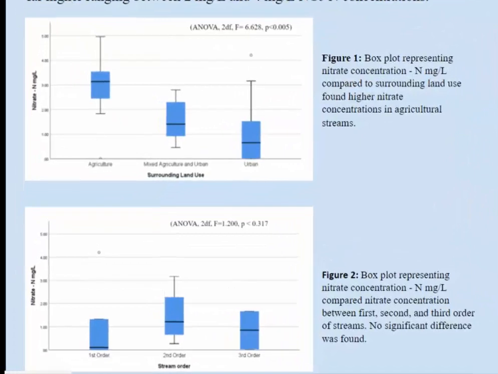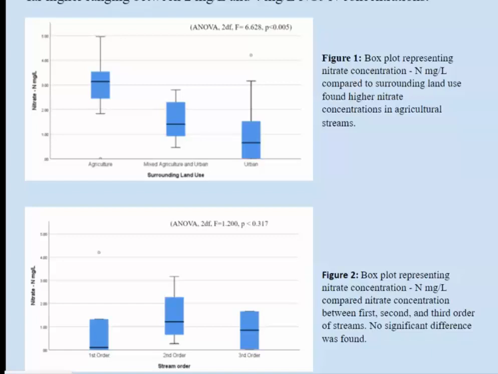Figure 1 shows the nitrate concentrations in this watershed strongly correlates with surrounding land use. Looking at the box graph, you can see the mean nitrate concentration of streams surrounded by agriculture was higher than the mean nitrate concentration of streams surrounded by urban or mixed land use. Mixed meaning it had some aspects of both urban and agriculture. 2 outliers in this graph were identified in the agricultural and urban stream category.